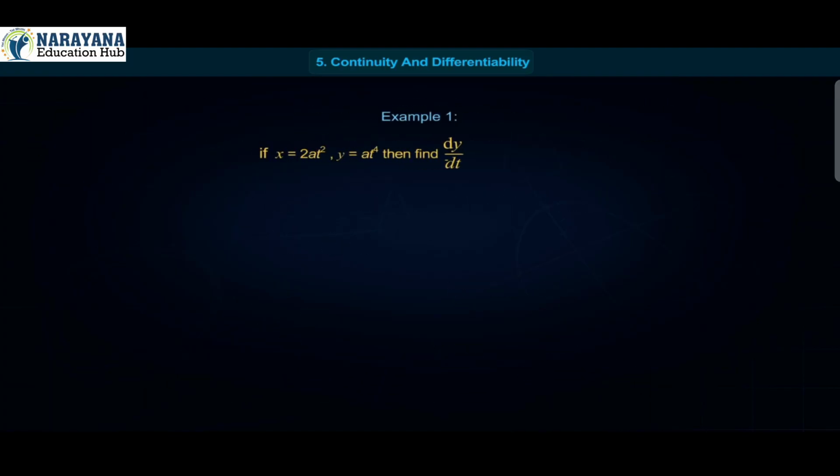Example 1. If x = 2at^2, y = at^4, then find dy/dx.